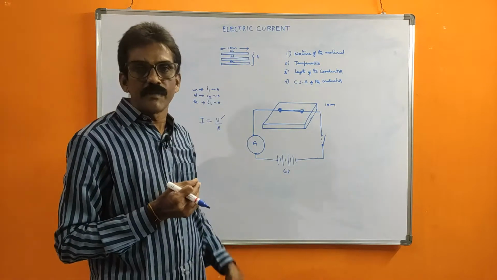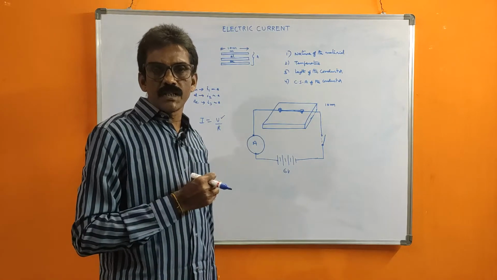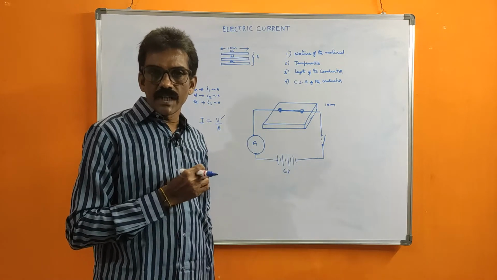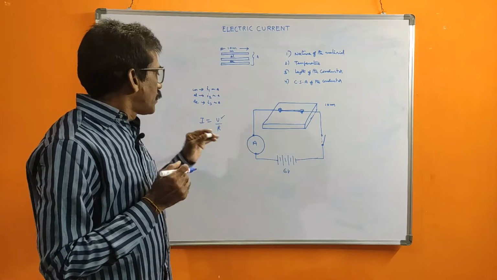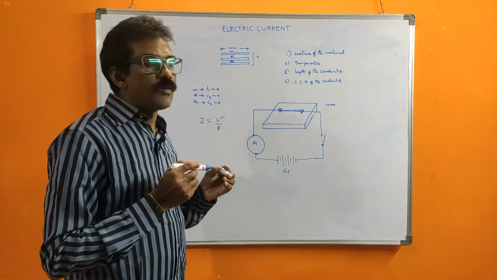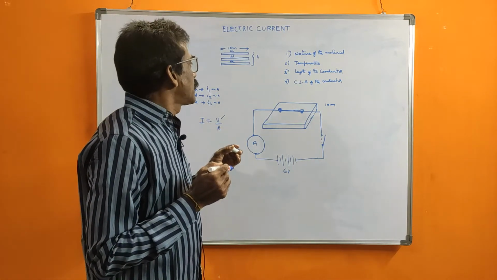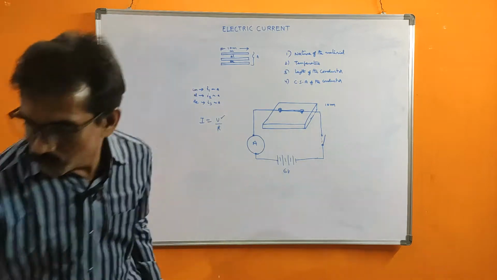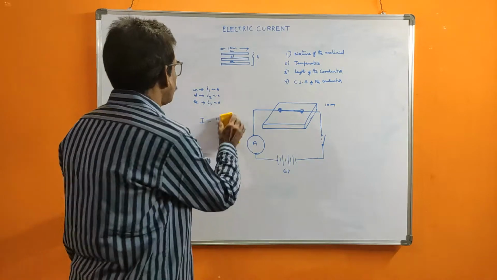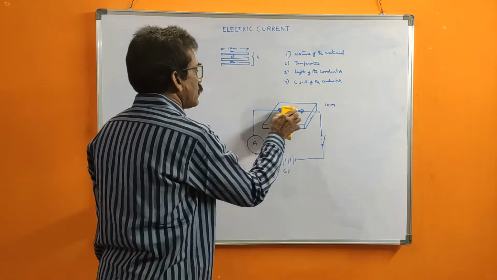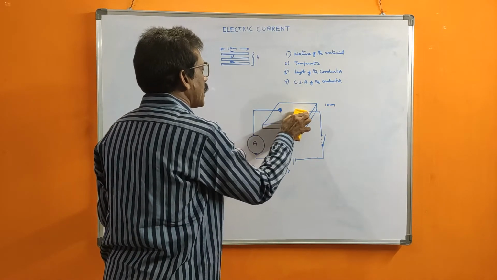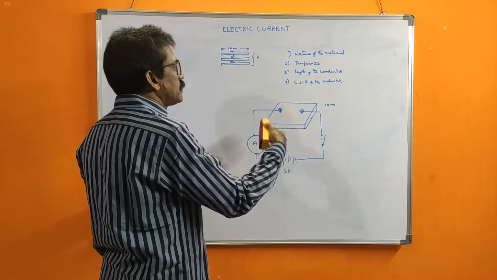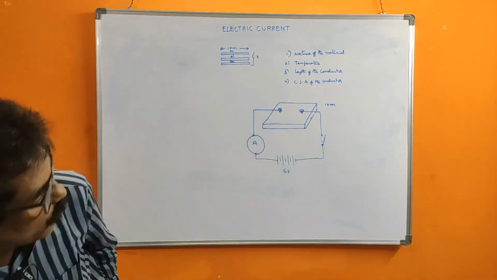Material change means it has some nature. One material having one nature. So by this experiment we can confirm the resistance of a material depends upon the nature of the material. For every experiment the setup will not change.